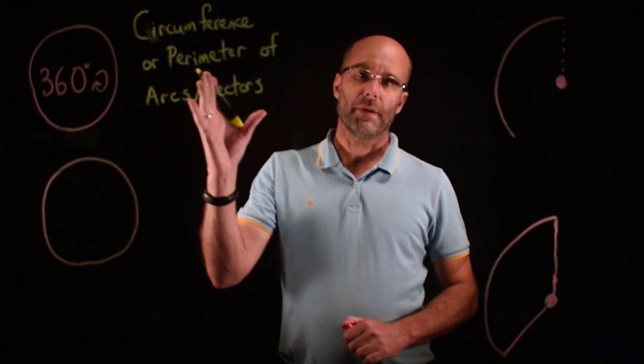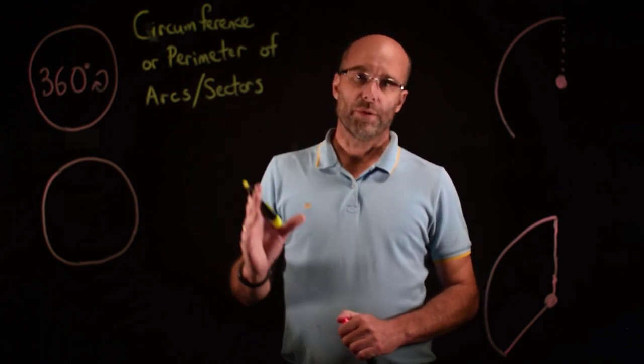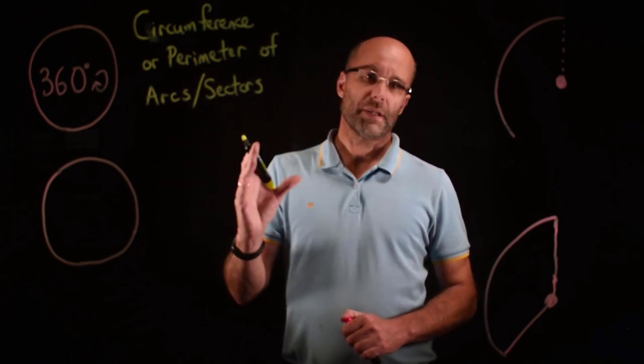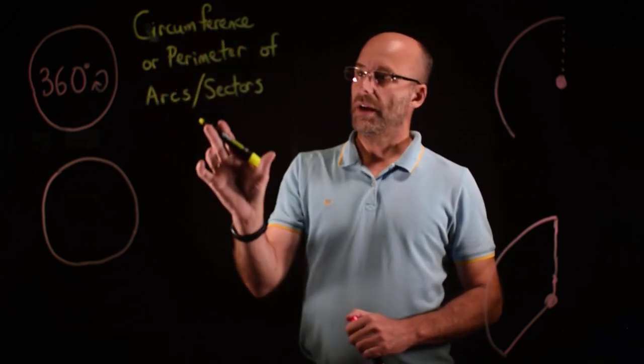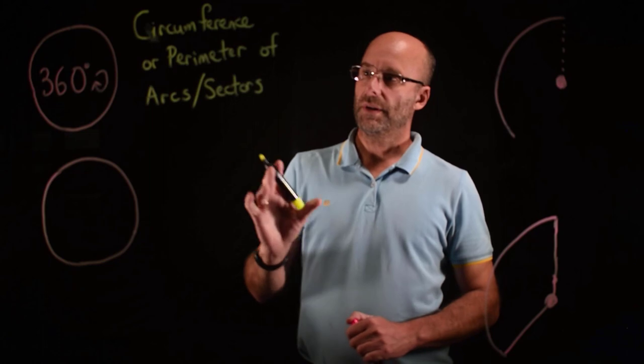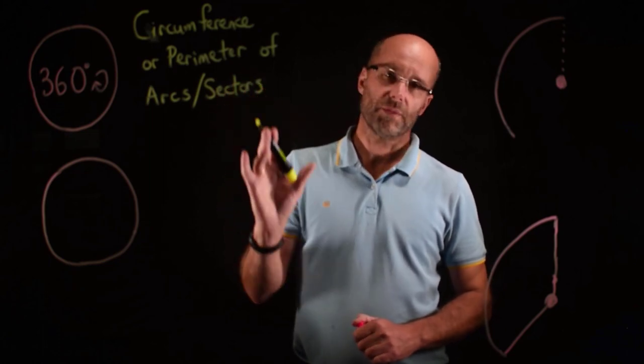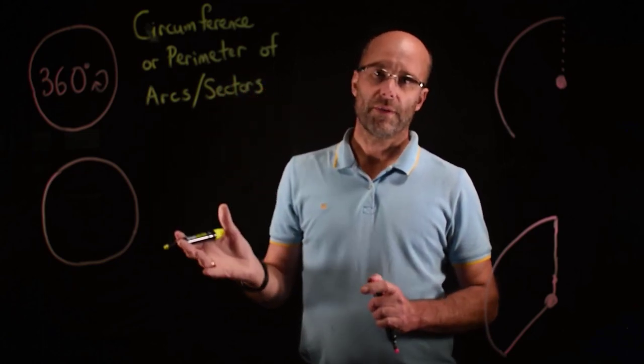to learn about circumferences or perimeters of arcs and sectors. When we're talking about arcs, we're going to look at circumference. And when we're looking at perimeter, we're going to consider the shape sector. So let's go back a few steps.